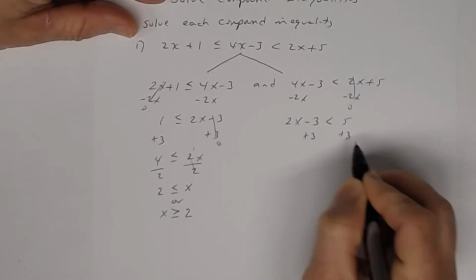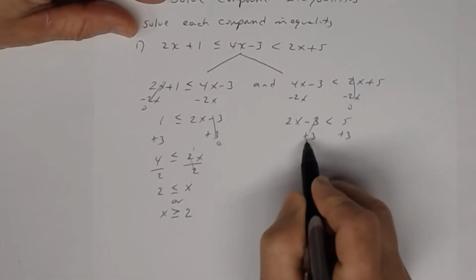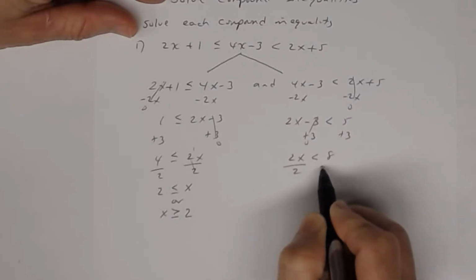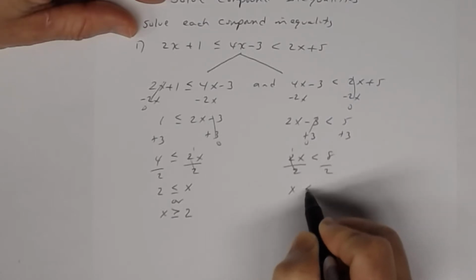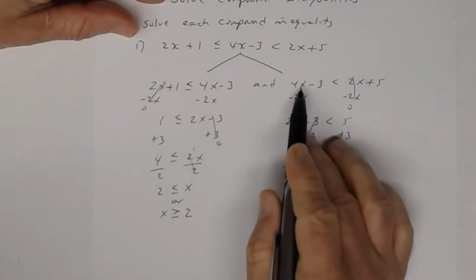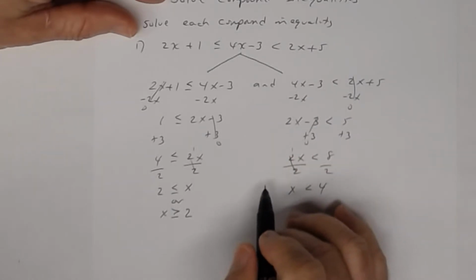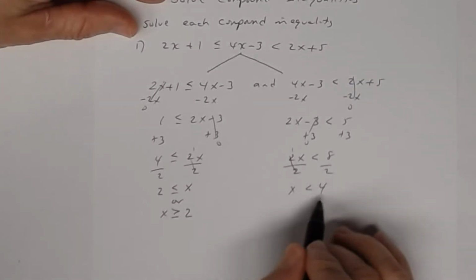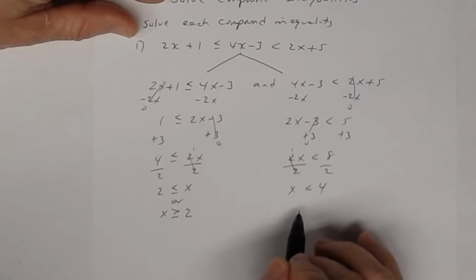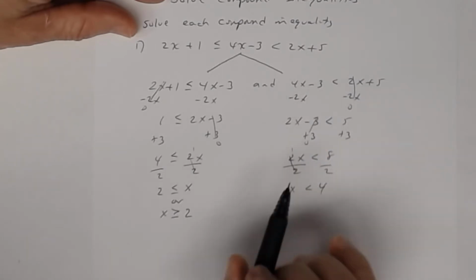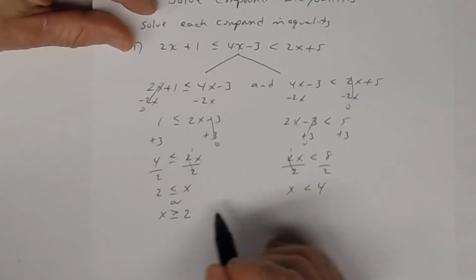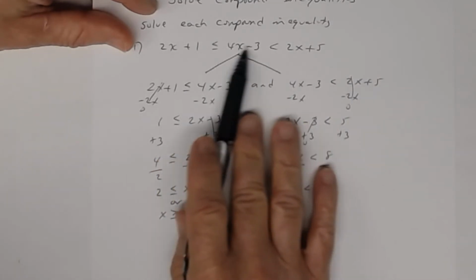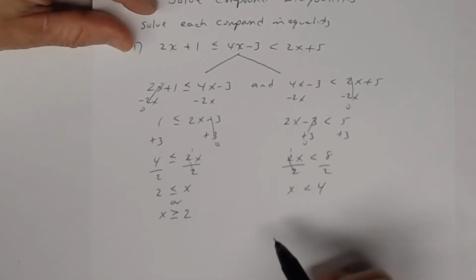Adding 3 to both sides and combining like terms, I get 2x is less than 8. Divide both sides by 2. I get x is less than 4. So the solution to this simple inequality is any real number that's less than 4. Any rational number, any irrational number less than 4 is a solution here. So there's an infinite number of solutions to this simple inequality, and there will be an infinite number of solutions to this compound inequality as well.